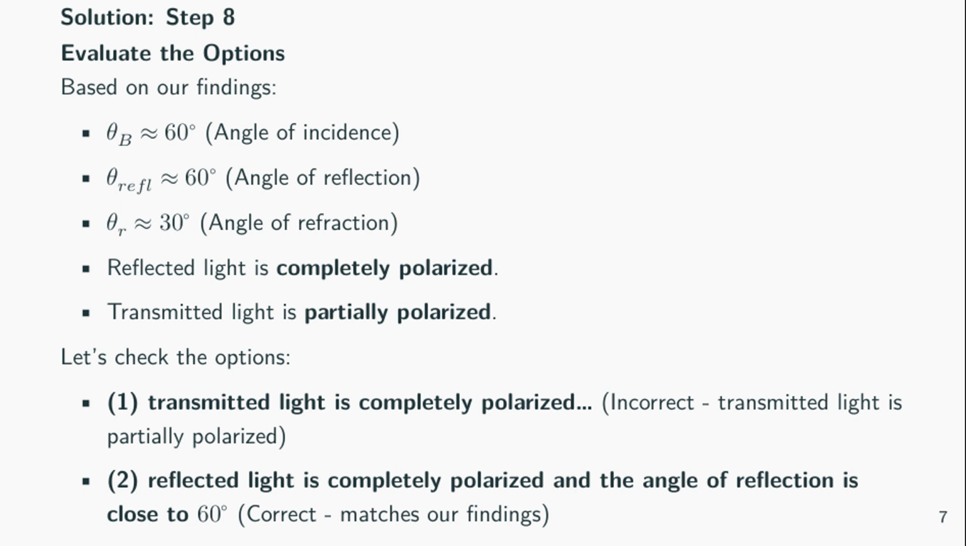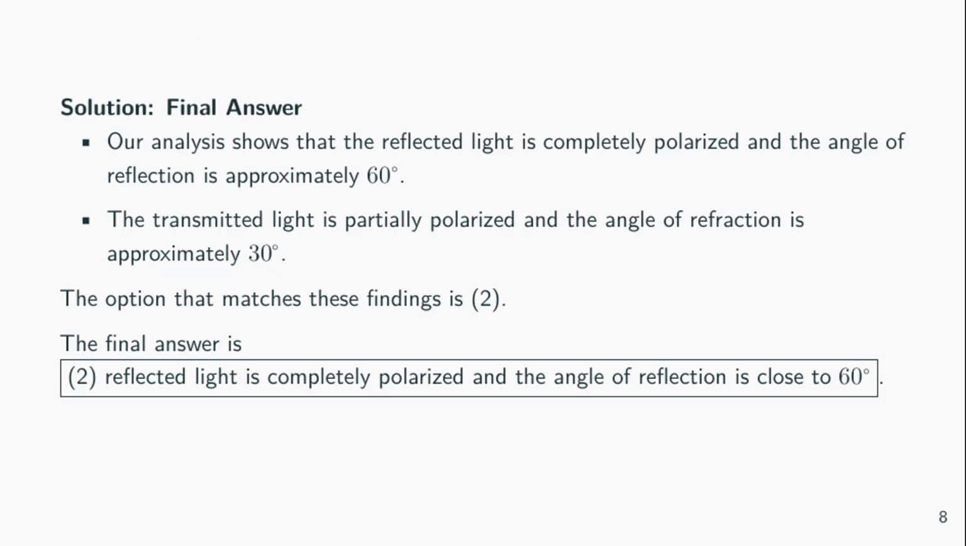Option 3 says the reflected light is partially polarized and the angle of reflection is near 30 degrees. This is incorrect because the reflected light is completely polarized and the angle of reflection is about 60 degrees. Finally, option 4 claims both reflected and transmitted light are perfectly polarized with angles of reflection and refraction near 60 and 30 degrees. This is also incorrect as only the reflected light is completely polarized. Based on our analysis, the findings align with option 2. The reflected light is completely polarized with an angle of reflection around 60 degrees, matching the Brewster's angle. The transmitted light is partially polarized with a refraction angle around 30 degrees.